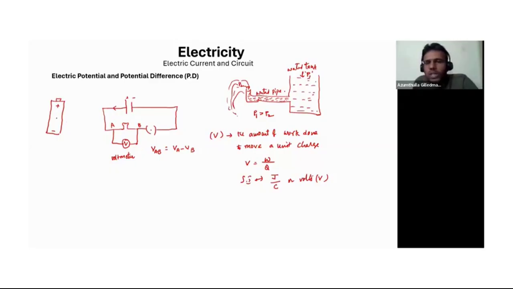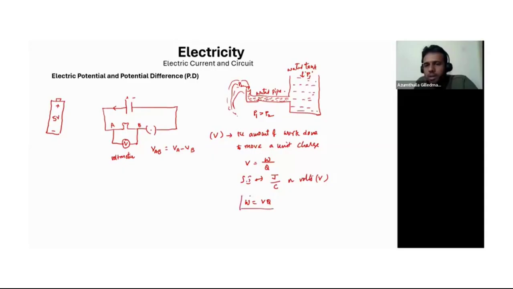So whenever you see a battery cell denoted with 5 V, it means that battery cell will give you a potential difference of 5 volts. That's what it indicates. 3 volts, 10 volts, like that. So what is potential difference? The amount of work done to move a unit charge. That is V equal to W by Q, or the work done we can write as V into Q.